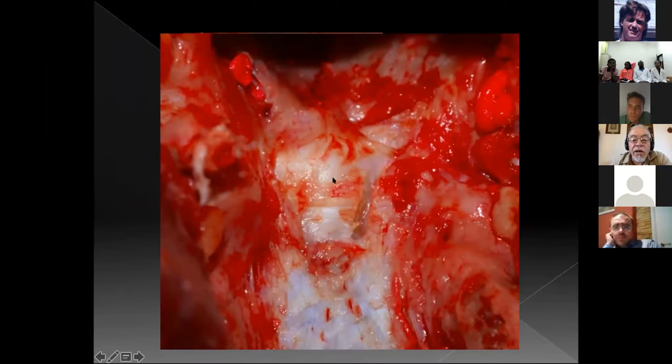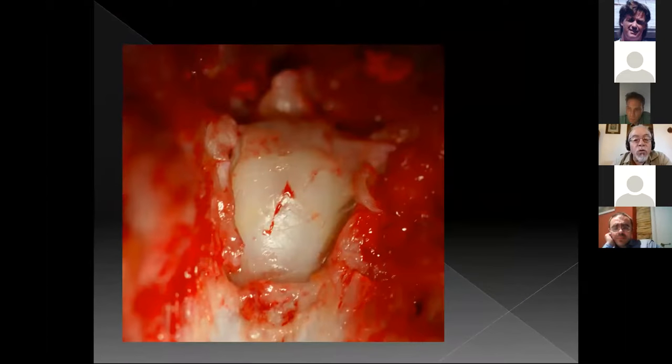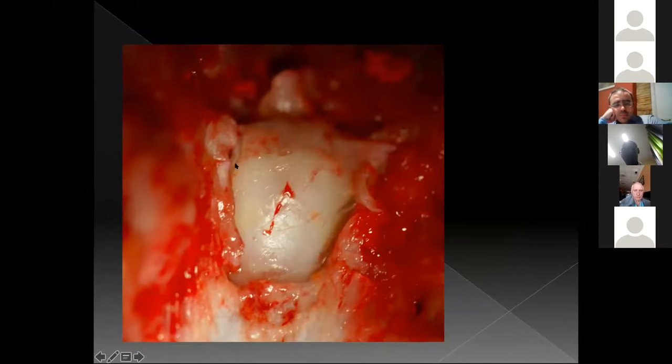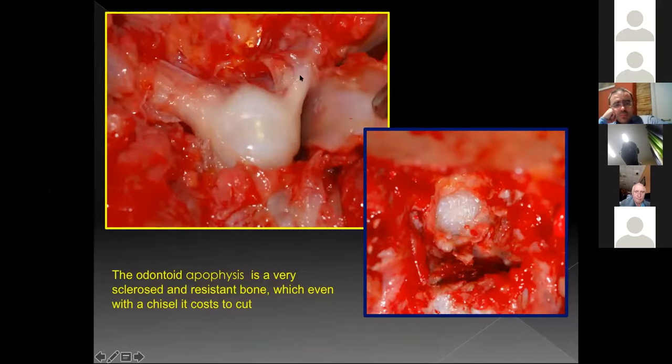This is the anterior part of C1. So once I remove this anterior part of C1, you can see the odontoid process. This is here. So I cut the ligaments, and you can see here this bone. These are the alar ligaments and the odontoid process. This is really, really hard. It's a very sclerosed bone, and is covered with this ligament, the cruciate ligament. I separate this to see the other ligaments. So the odontoid apophysis is a very sclerosed and resistant bone, which even with a chisel, it costs to cut.